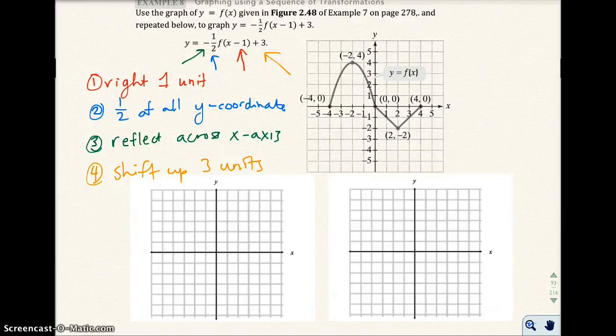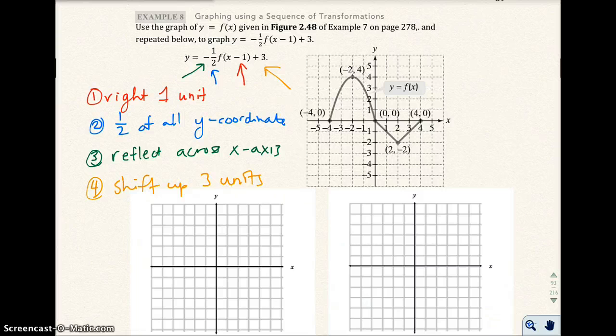Okay, so I left off with example 8, and I talked about how the first thing we looked for is left to right movement, which I have in red, but minus 1 means I'm going to move to the right 1 unit. And then the next thing we look for is shrinking or stretching, the number in front of your function or number in front of your x. I have a number in front of the function, which is the 1/2. That 1/2 means I'm going to take a half of all the y coordinates.